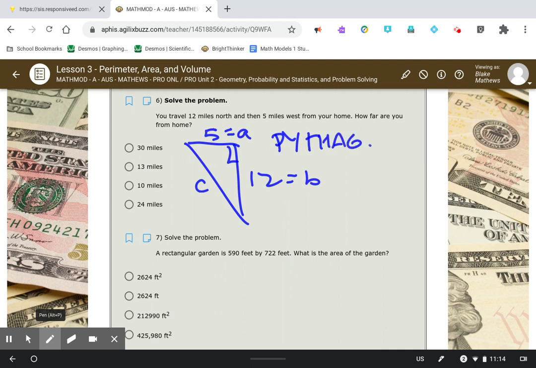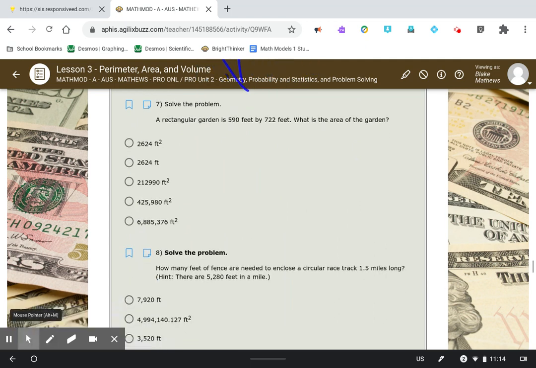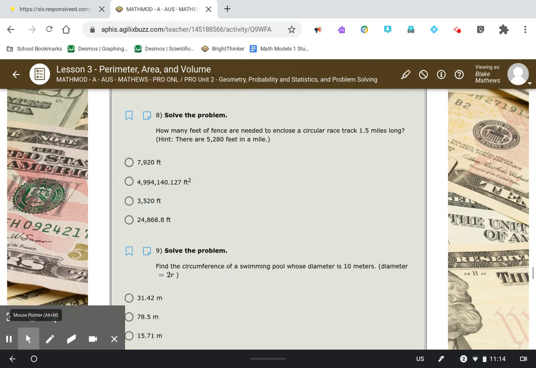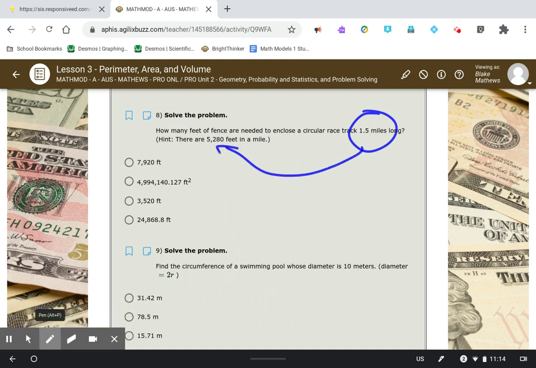Next one, let's see here. Rectangular garden, what's the area of the garden? So this is going to be an area of a rectangle problem. You have your width and your length. You use the formula from the lesson. We already did an example of that. This is a weird addition to this, but you have a length of 1.5 miles and you need to convert it into feet. So you need to convert by multiplying 1.5 times the number of feet in a mile.